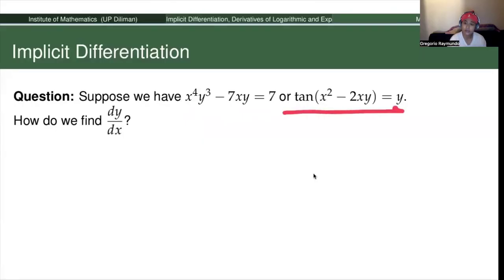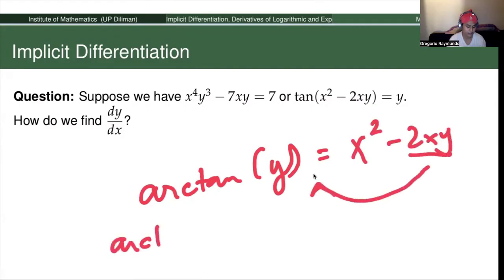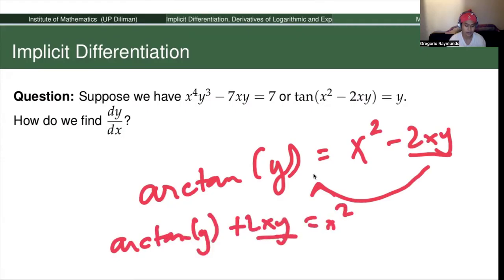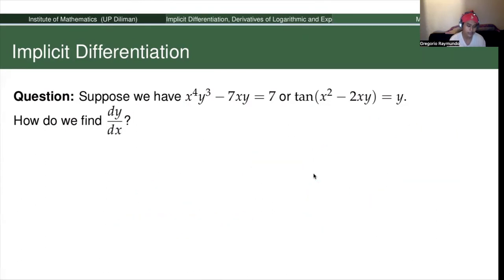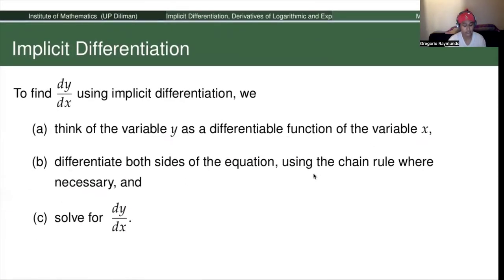Ganoon din dito. Gawin mo mag-arctan ka. Arctan of y is equal to x squared minus 2xy. Ilipat mo yung minus 2xy dito. Arctan of y plus 2xy is equal to x squared. Paano mo i-isolate ulit si y? Yung y mo rito nakakulong sa arctan. So how do we go around these problems? So to do that, we introduce the concept of implicit differentiation.